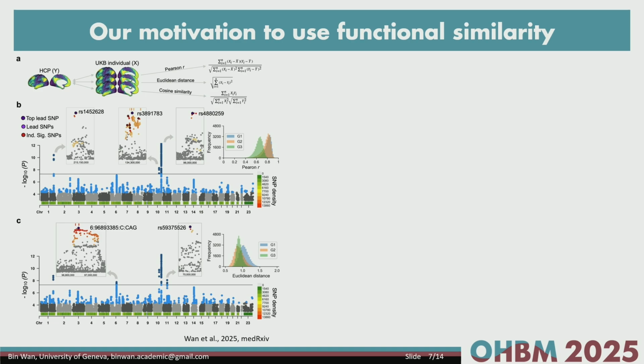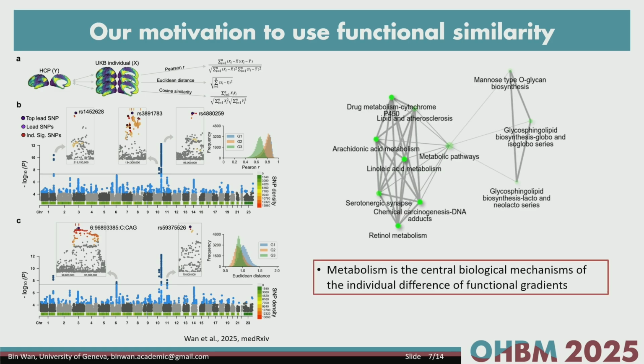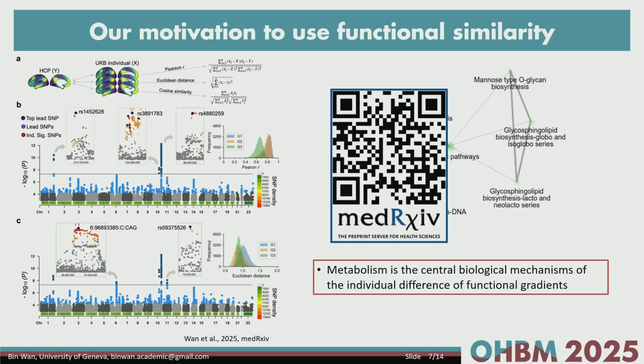Our motivation to use the functional similarity to fit the FDG map is from this year's preprint. Here is a QR code for the GWAS study. And can I go to the last slide?